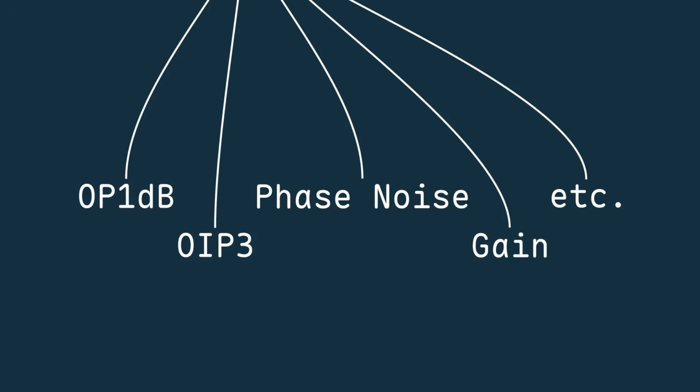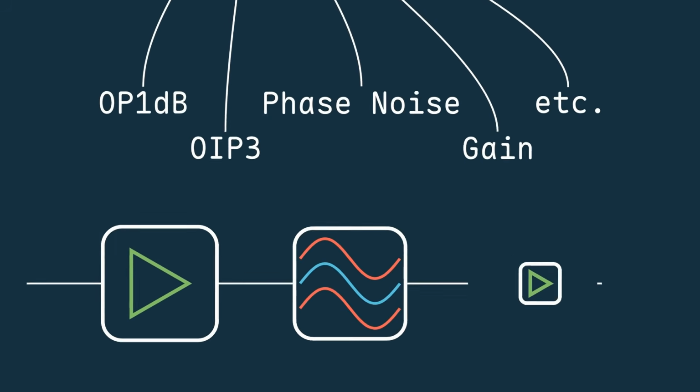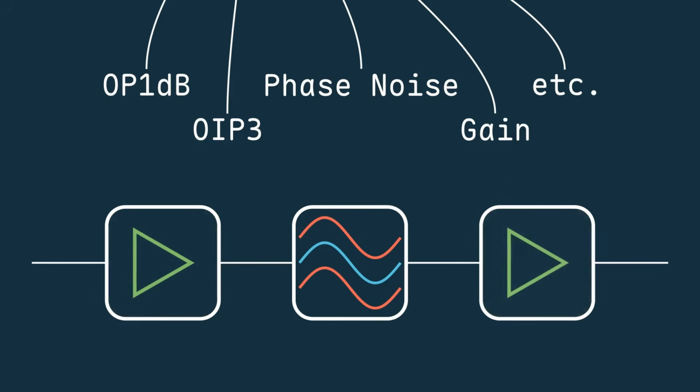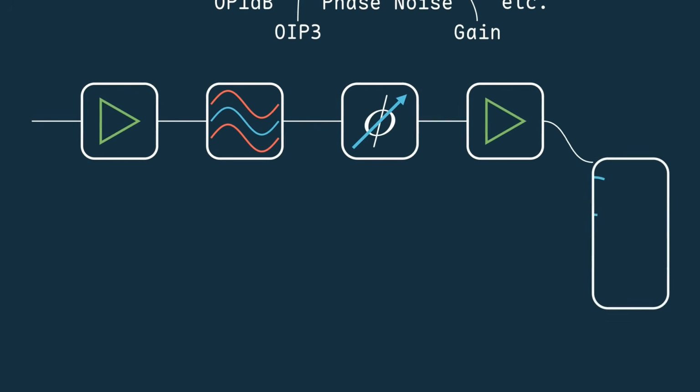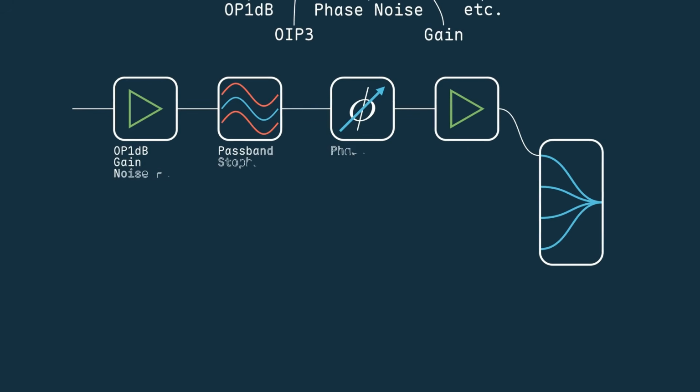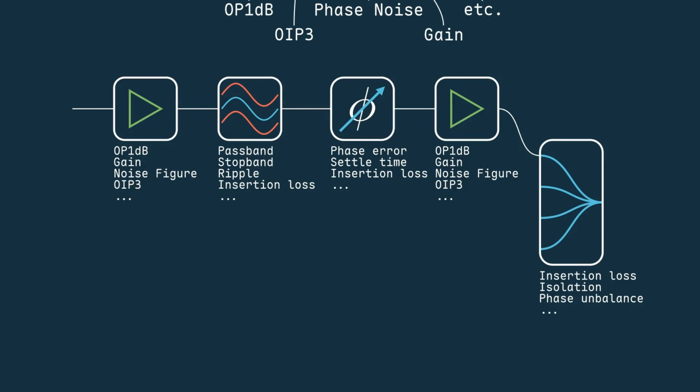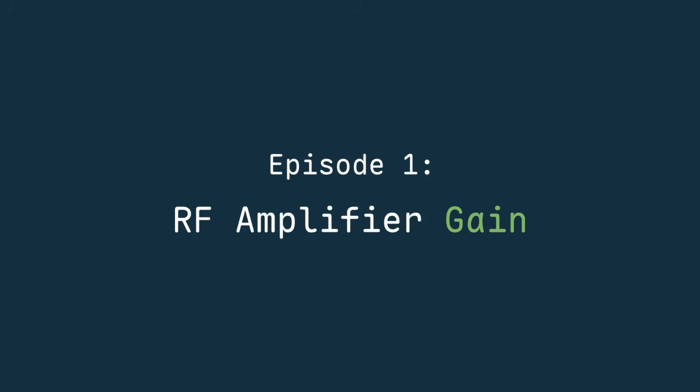Each of these has a big impact on the performance of your system, so it's integral to understand what they mean, which is why I'm starting this series to give you an understanding of each. Each component, like amplifiers, phase shifters, power splitters, filters, and more, has its own specs, but some specs are common to many components. In this video, we'll cover gain in the context of an RF amplifier because it's the foundation for the rest of the amplifier's specs, and if you don't understand gain, you won't understand the rest of the datasheet.